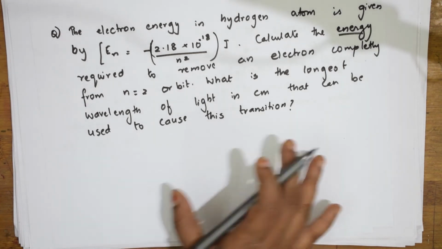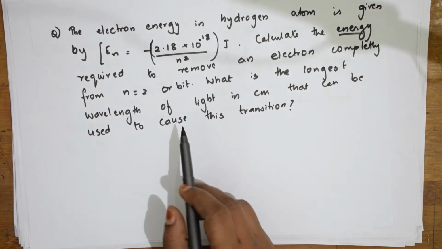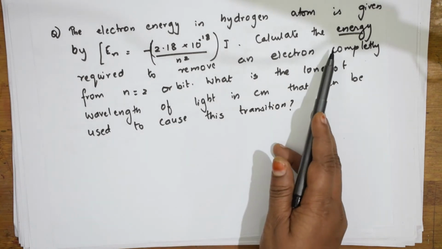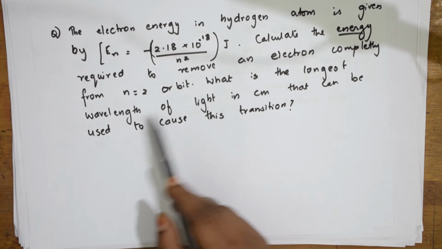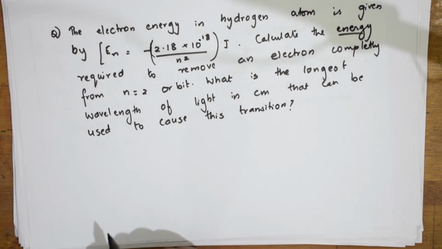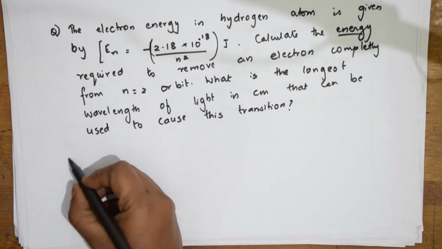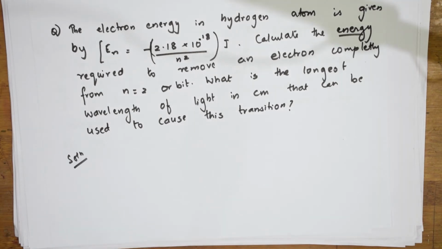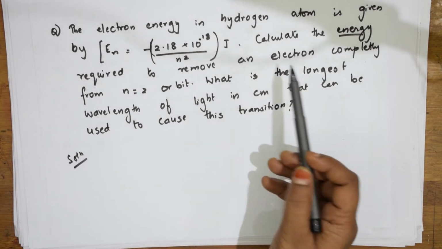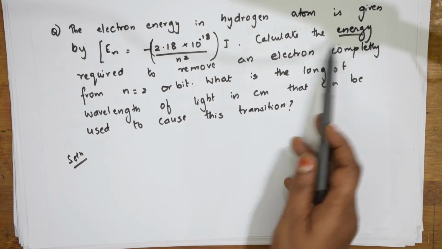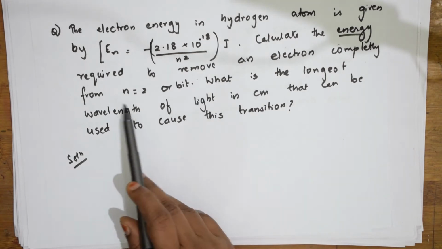So they've given the formula. They've also asked me to find out the energy required, and what is the longest wavelength. So both the things I need to calculate, energy as well as wavelength. So let us start with the numerical. First let us note which energy I need to find: the energy required to remove an electron from n is equal to 2.